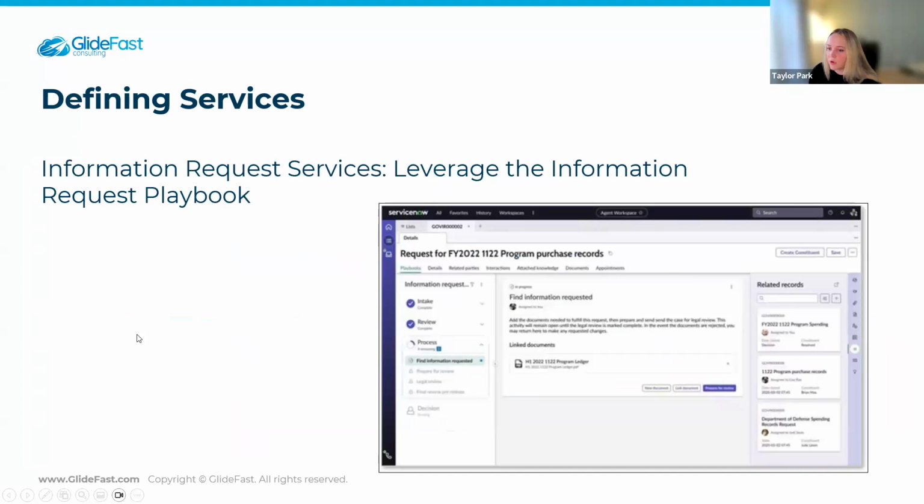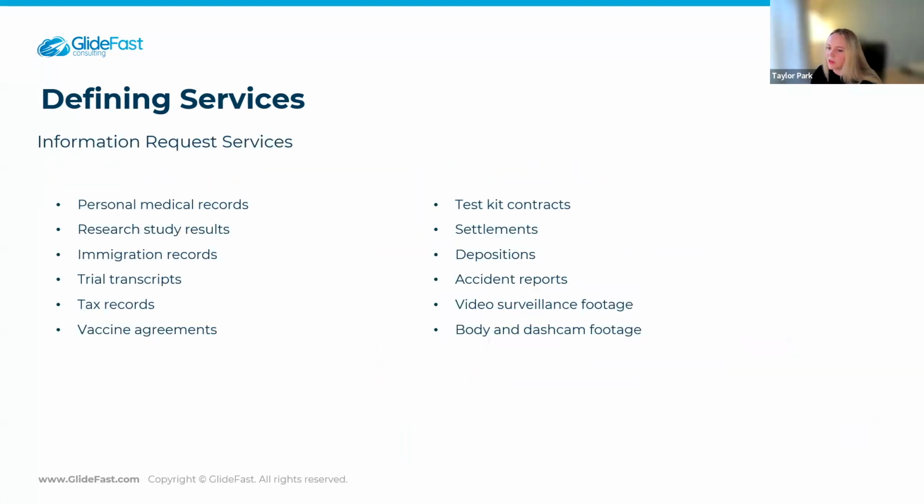Also, we've got the information request services. So as I mentioned, this might be something like court-ordered information, depositions, any kind of retrieval of public records. So there is an information request playbook as well. It's also very comprehensive. So you would utilize, similarly, pre-built catalog items, record producers that create these information request records. And then your agents are able to walk through them step by step using this information request playbook. Some more examples are accident reports, body and dash cam footage, vaccine agreements, any of these on these lists. These are all pre-built and installed with PSDS.